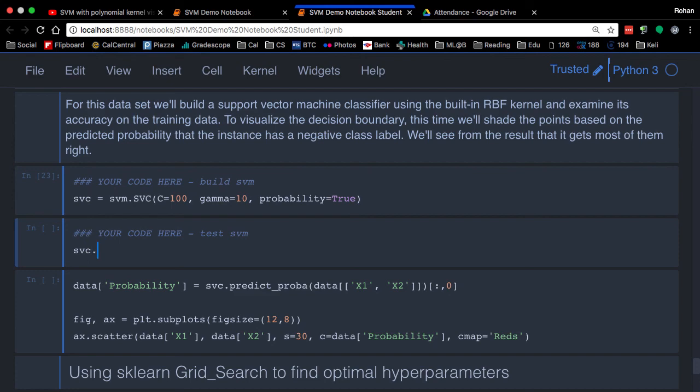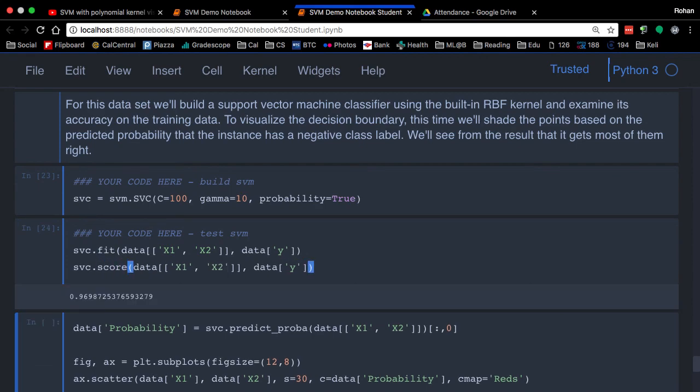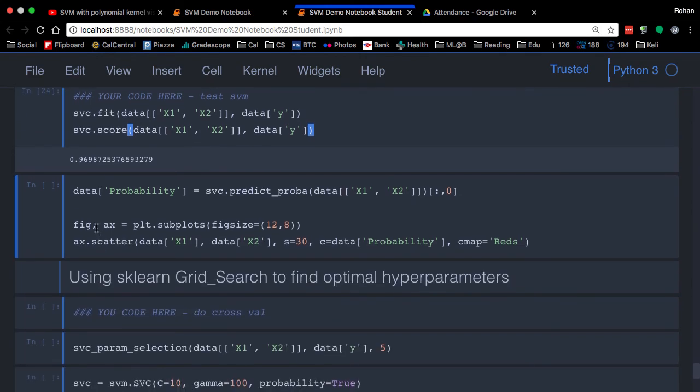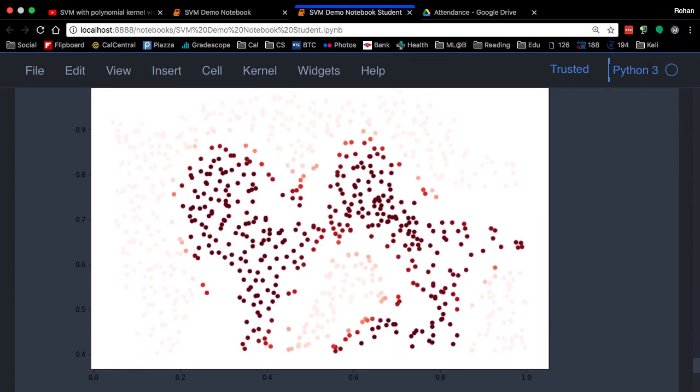And then we're going to do svc.fit on data x1, x2, and data y. I'm going to do the same thing for the score. So we saw that we got about 97% accuracy. So let's visualize it. That's what it looks like.